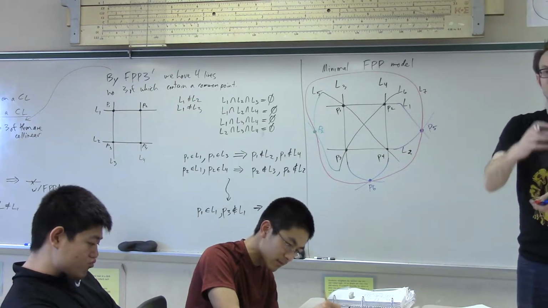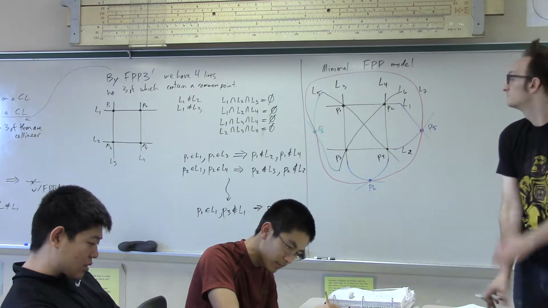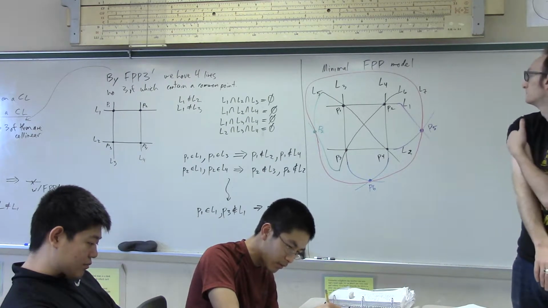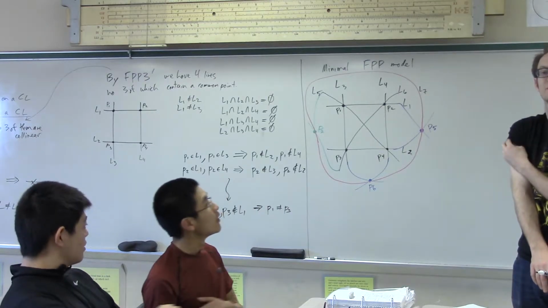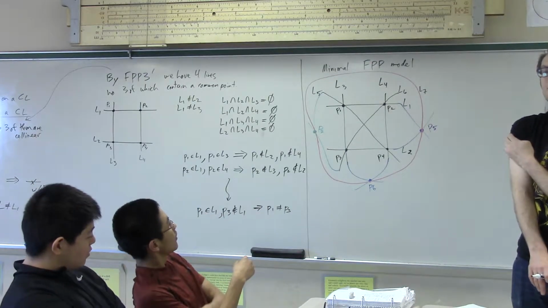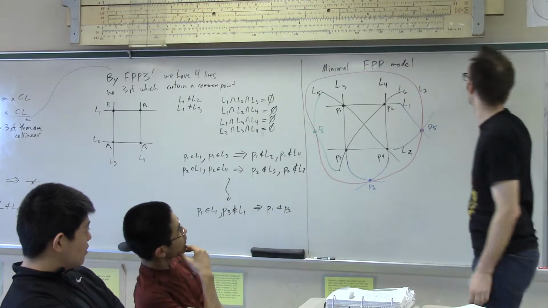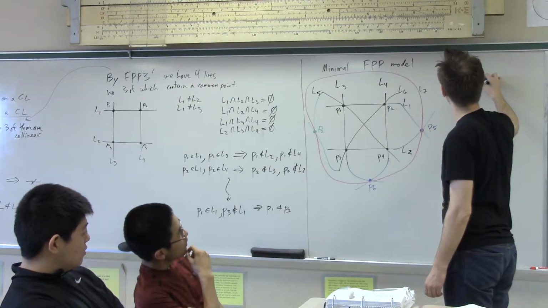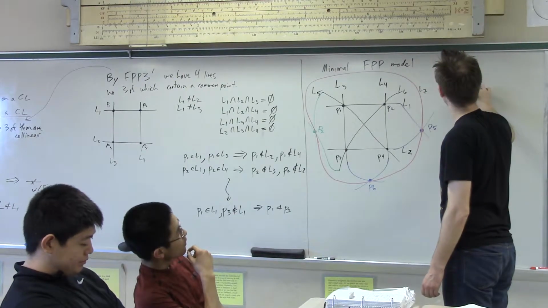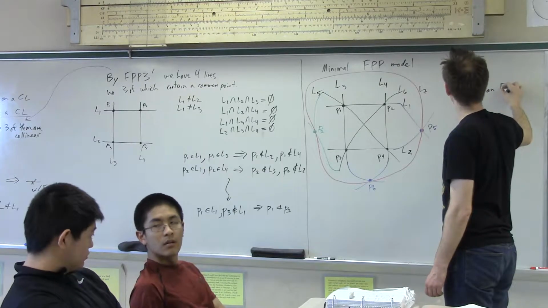Why is it just one line at infinity? Okay, wait, hold on. My claim is that this is an FPP model. So we're going to just verify this now. Claim, this is an FPP model.